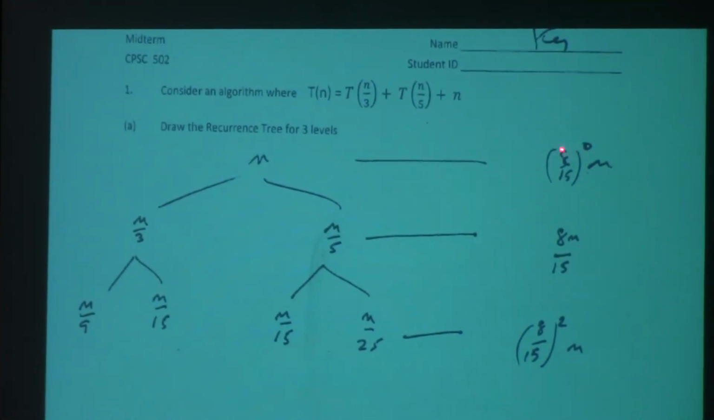So we generalize to see that we're going to have 8/15 to the 0 power times n, 8/15 to the first power, etc. Like that. So that's kind of what I was looking for. Any questions?